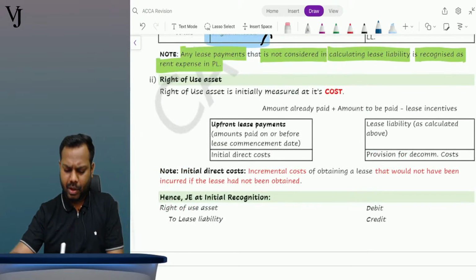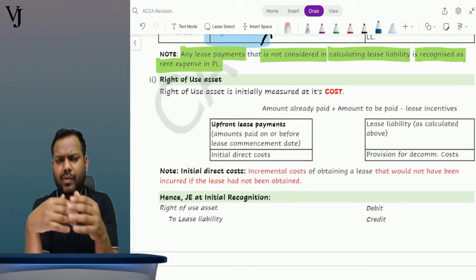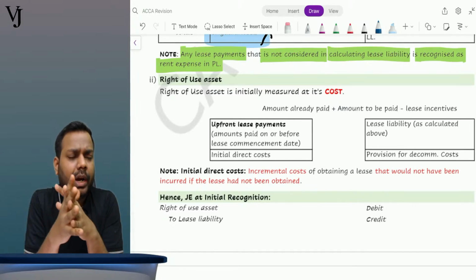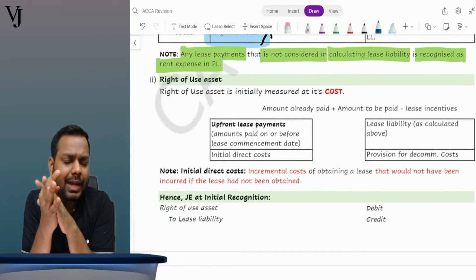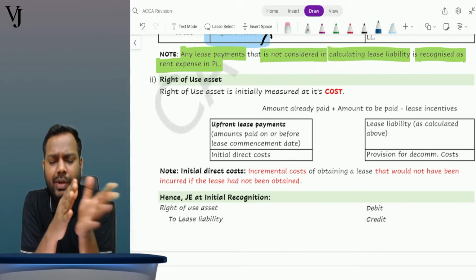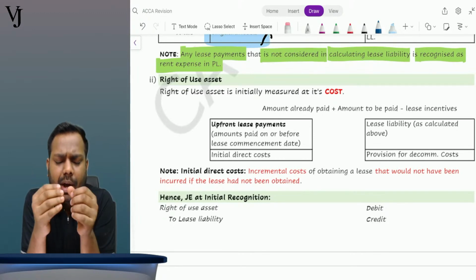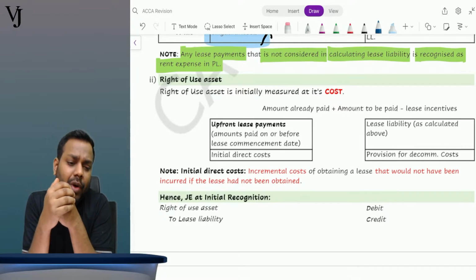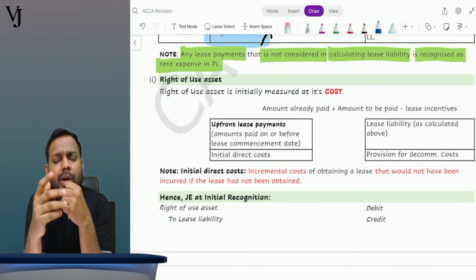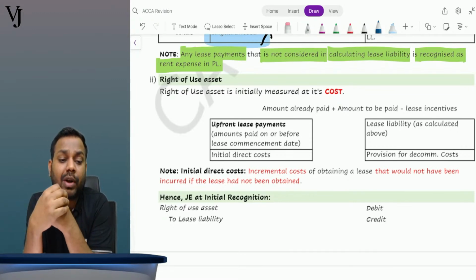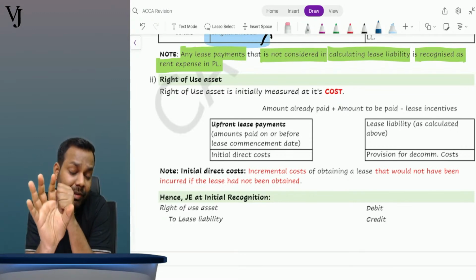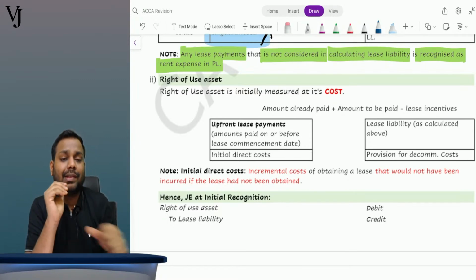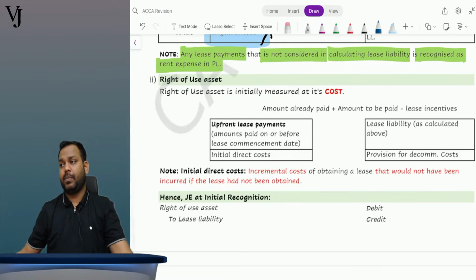Now tell me, a right of use asset. This right of use asset is governed as per the principles of IAS 16, 38, and 40. Under IAS 16, 38, and 40, which we discussed yesterday in day one, at what value do I initially recognize property, plant and equipment, or investment property, or intangible asset? On initial measurement, at what price do I recognize the asset?